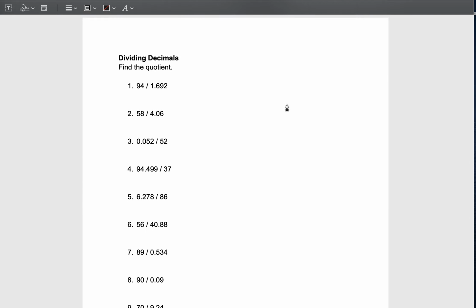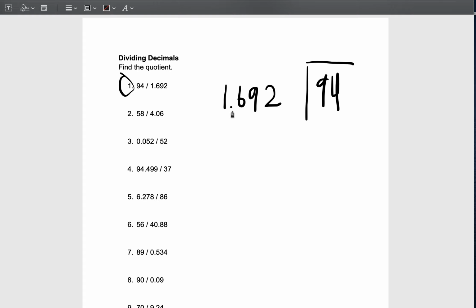Next, we're going to be dividing decimals. We're going to be doing the first question. 94 divided by 1.692. So first off, when there's a decimal in here, you always want to move the decimal to the end. So we're going to be moving this decimal 3 places over, 1, 2, 3. And so I'm going to put 3 more zeros.